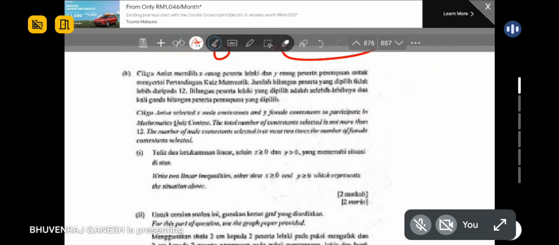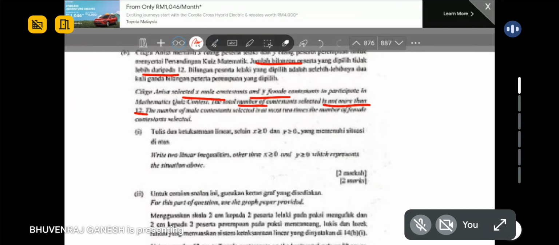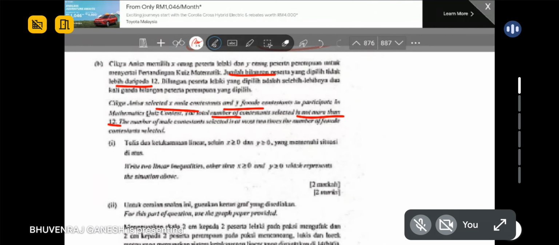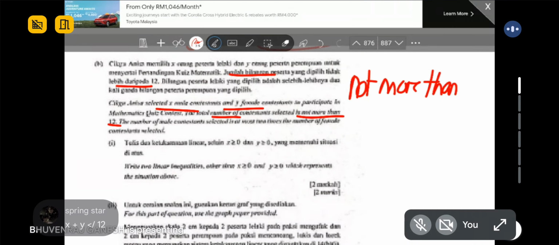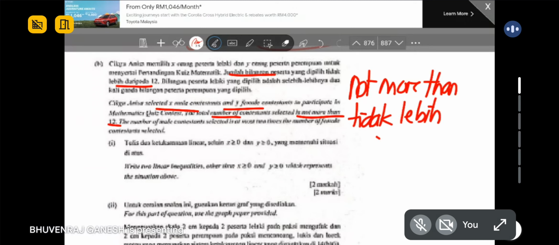Okay, so this question, they ask you to write the inequalities, guys. Kamu kena tulis ketaksamaan. Okay, so they say X male, Y female. And then they say total not more than 12. Jumlah bilangan tidak lebih daripada 12. So how to write the inequality, guys? Macam mana ketaksamaan dia? Tidak lebih daripada 12. So what is the symbol? Not more than. Apa simbol dia? Tidak lebih daripada the total. Yes. Okay, that is the answer.